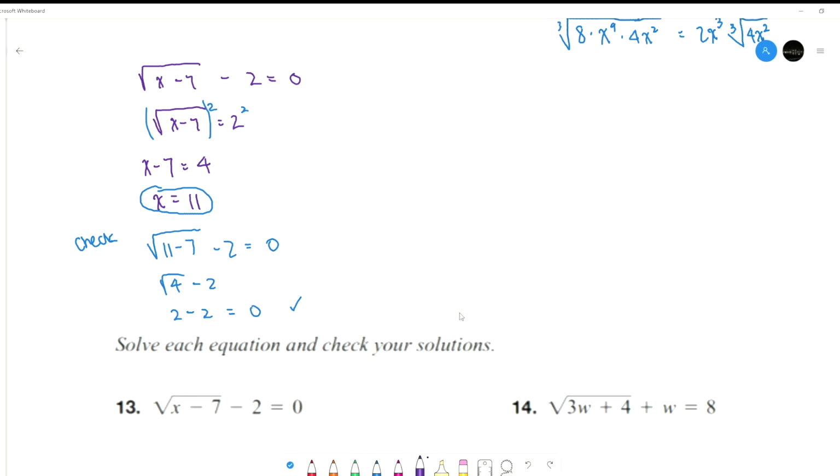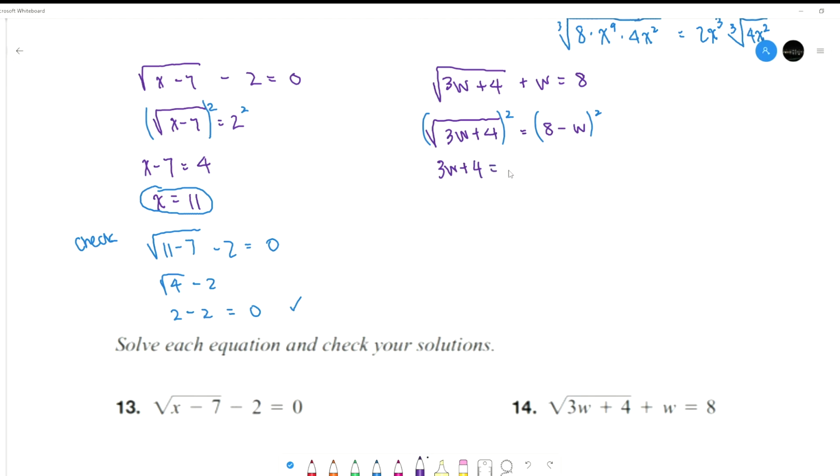Alright, let's do number 14. We got the square root of 3w plus 4 plus w is equal to 8. So we have to isolate the radical, means subtract our w from both sides. So I got the square root of 3w plus 4 is equal to 8 minus w. Now we can square both sides. So let me square the left-hand side, square the right-hand side. Okay, so the left-hand side, it's just a radicand, right? We got 3w plus 4.